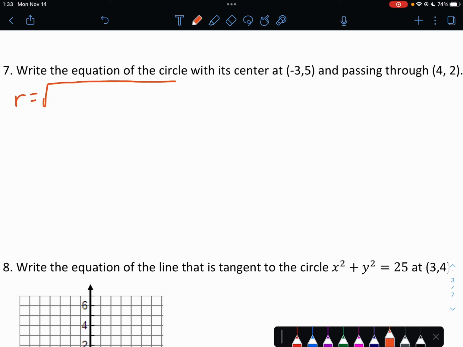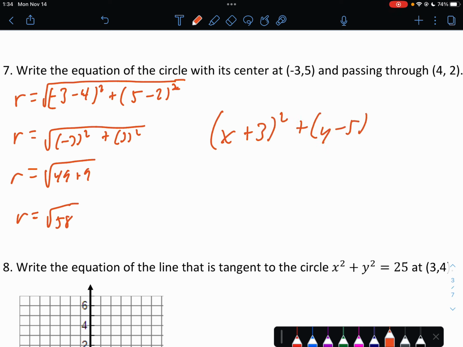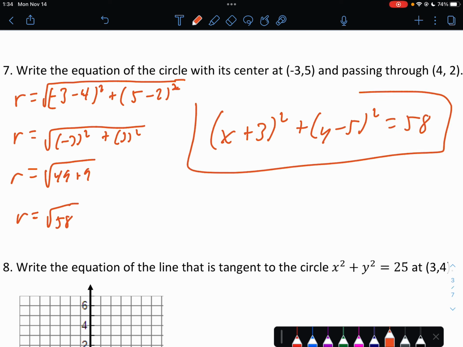Okay, so a distance formula is going to be -3 minus 4 squared plus 5 minus 2 squared. So that's -7 squared plus 3 squared, which is 49 plus 9, or 58. So root 58 is our radius. So our equation then is going to be x plus 3 squared plus y minus 5 squared equals root 58 squared, which is just 58.